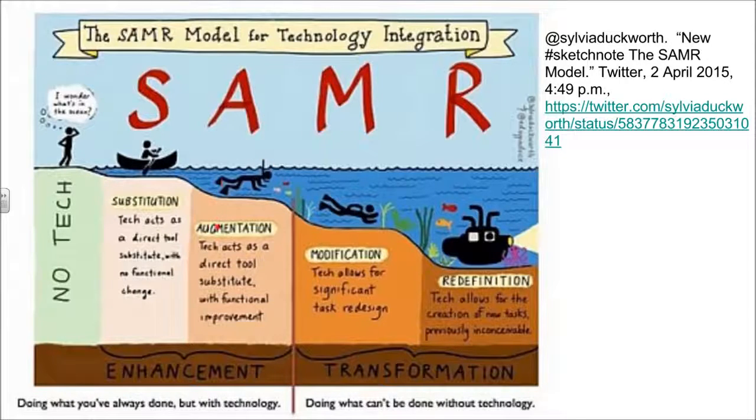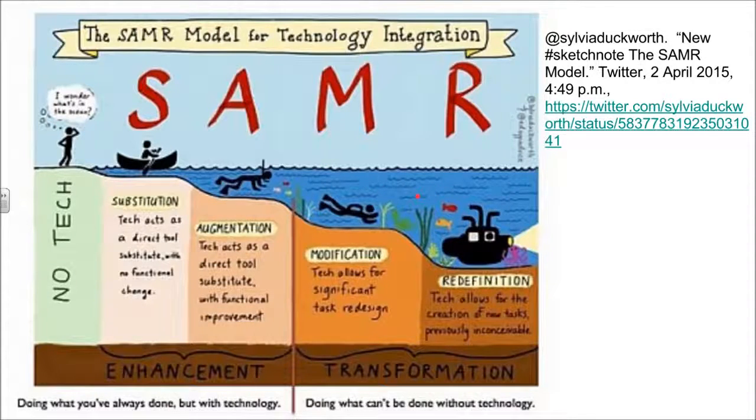At the A level, which is augmentation, we have some technology acting as a substitute and offering a slight functional improvement. In this case, we have someone snorkeling. They're able to see a few feet under the water, maybe explore some coral reefs, but not much more than that. Can't go very deep. These are things that are called enhancement. You're basically doing what you always did. You just have a little bit of technology that makes it a little bit easier for you.